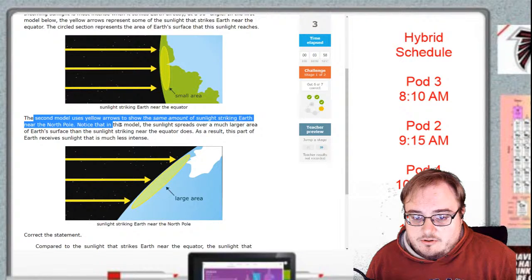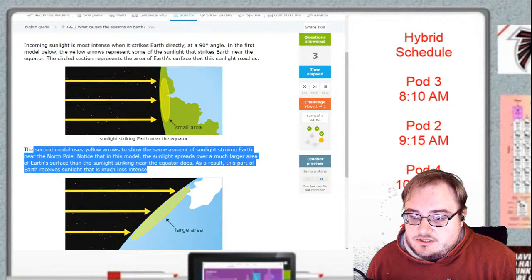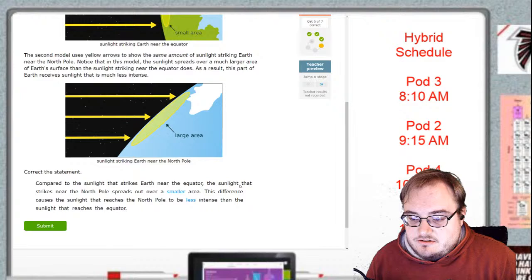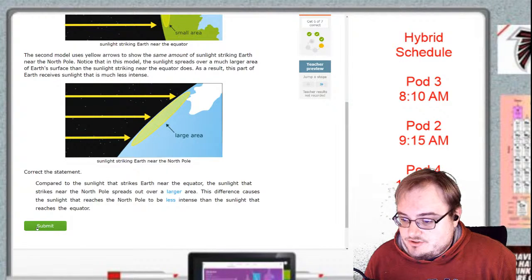So, same energy. Each beam of light, each photon has the same amount of energy, but if it lands over a smaller area, it's higher in concentration, more power. Over a large area, it's more spread out, it's more diffuse, it has less power. Okay? Correct the statement. Compared to the sunlight that strikes Earth near the equator, the sunlight that strikes near the North Pole spreads out over a larger area, not smaller. This difference causes sunlight that reaches the North Pole to be less intense, that's true, than the sunlight that reaches the equator.